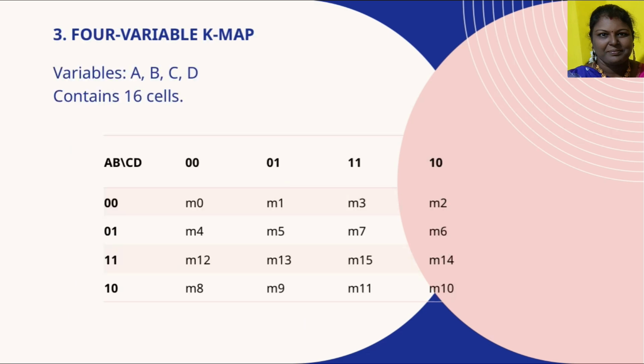Here, we have a four-variable Carnot map, or K-map, laid out as a table. The variables A and B label the rows, while C and D label the columns. Each cell represents a unique combination of these variables, making 16 cells in total. This map helps us visualize and simplify complex Boolean expressions by grouping adjacent ones. It's a powerful tool for reducing logic functions with four variables, making digital design more efficient and easier to manage.